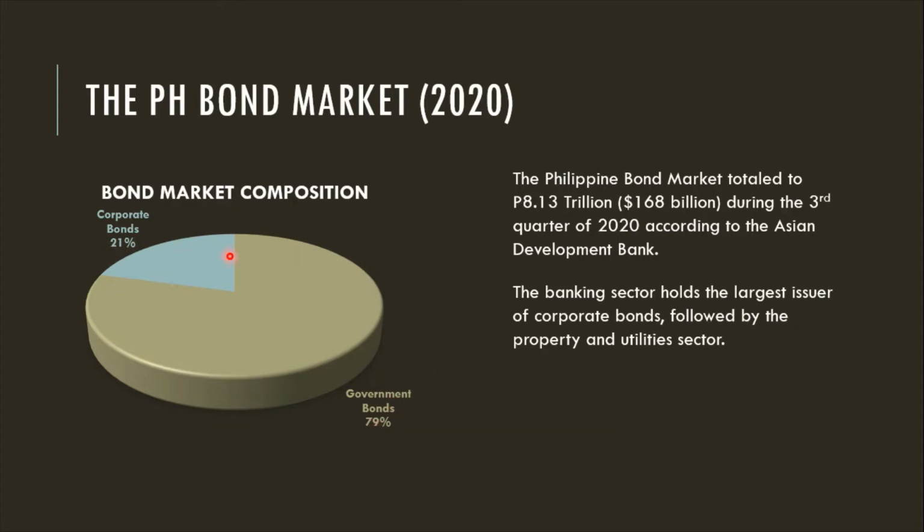Now, for the corporate bonds, it says here, according to the report, that the banking sector is the largest issuer of corporate bonds. So when we say banks, akala mo, dun ka nangungutang, no? But yeah, hindi lang bangko ang nangungutang, but even banks themselves, actually, they have their own kind of debt. Yes, may utang din po ang mga bangko. And that's through the form of issuing bonds. Okay? So, nakakapangutang din ang mga bangko through the form of bonds. And then, it's followed by the property and utility sector.